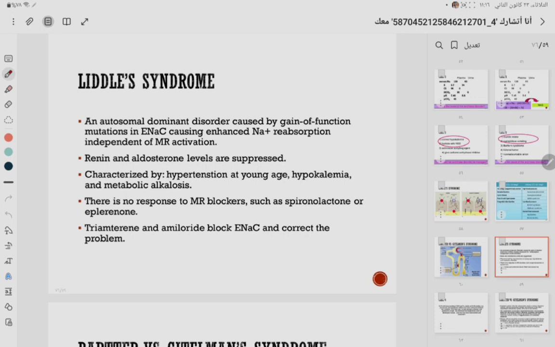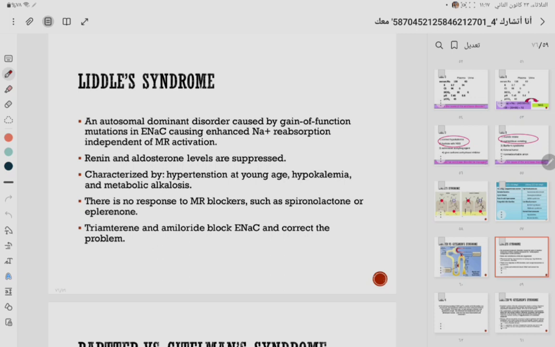mineralocorticoid blockers, such as spironolactone or eplerenone, which are also called aldosterone antagonists. Triamterene and amiloride block ENaC and correct the problem, because amiloride and triamterene act on the ENaC rather than spironolactone, which acts on the aldosterone receptor itself. So the problem is not the aldosterone itself, to be honest, it's the ENaC channels, okay, reabsorbing more sodium.